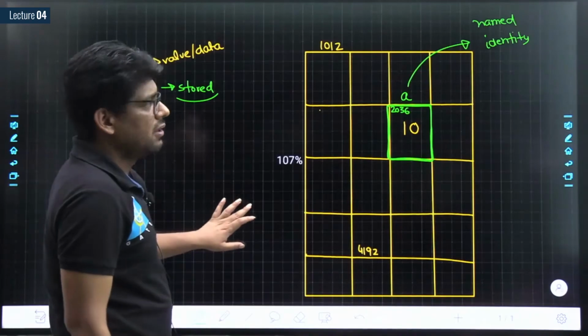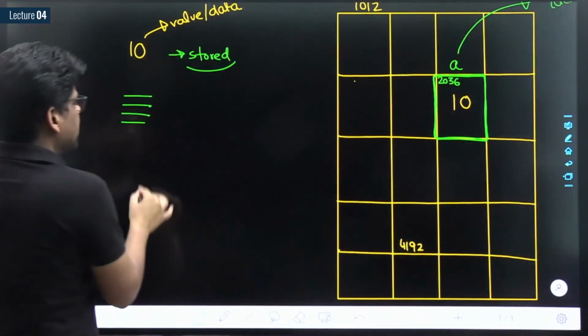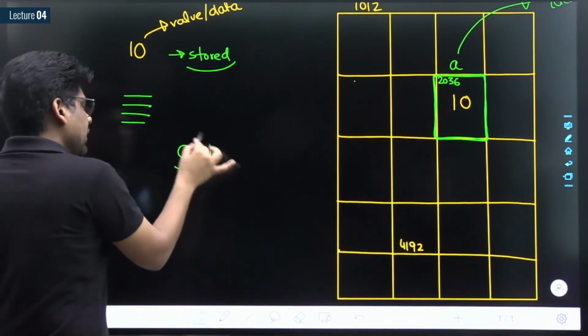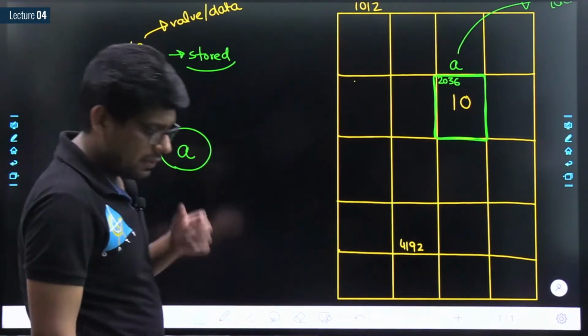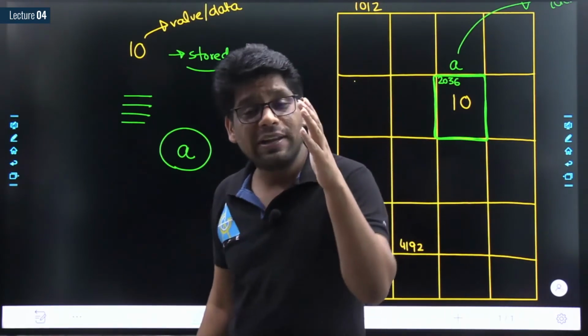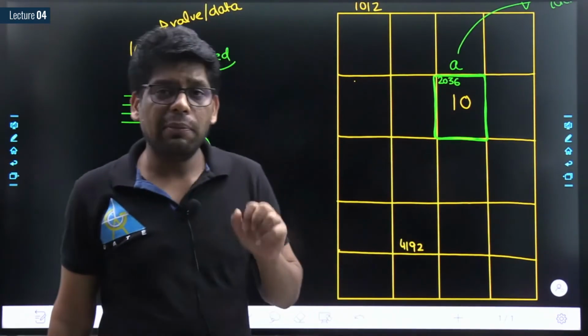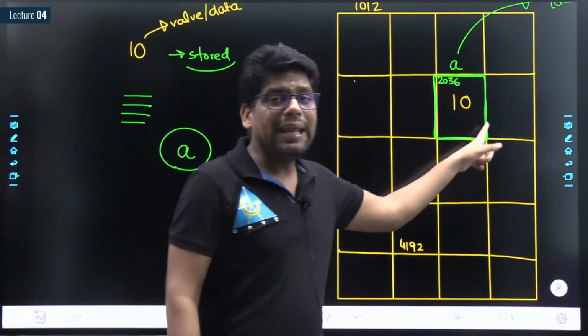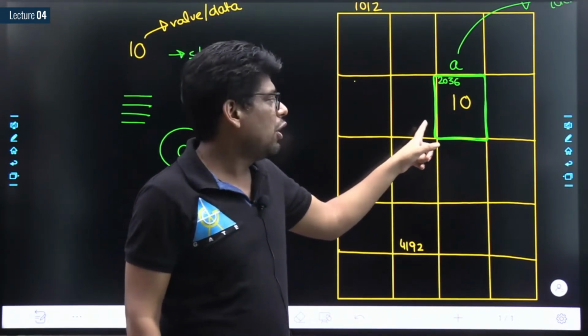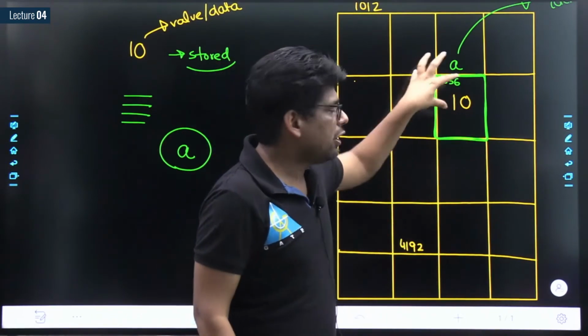2036. Now you can access that value 10 by A. That means, sir, what is this A? This is called a variable. So what is a variable? Variable is nothing but the named identity of a particular location.